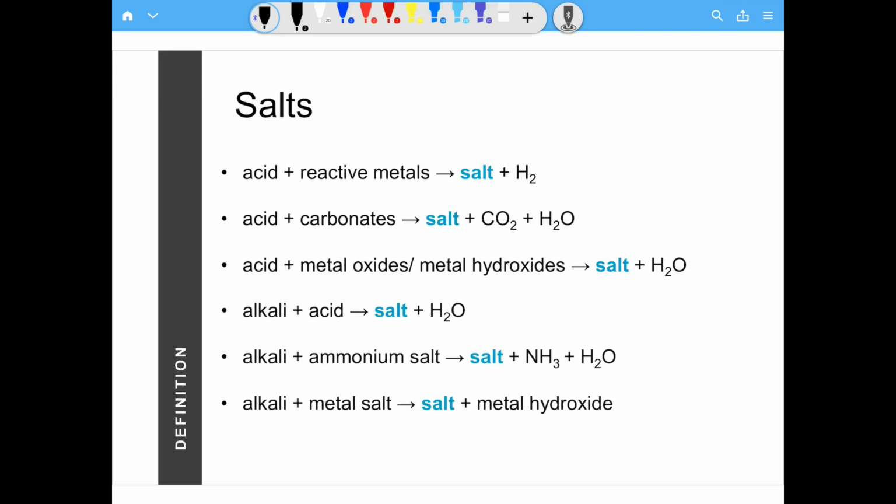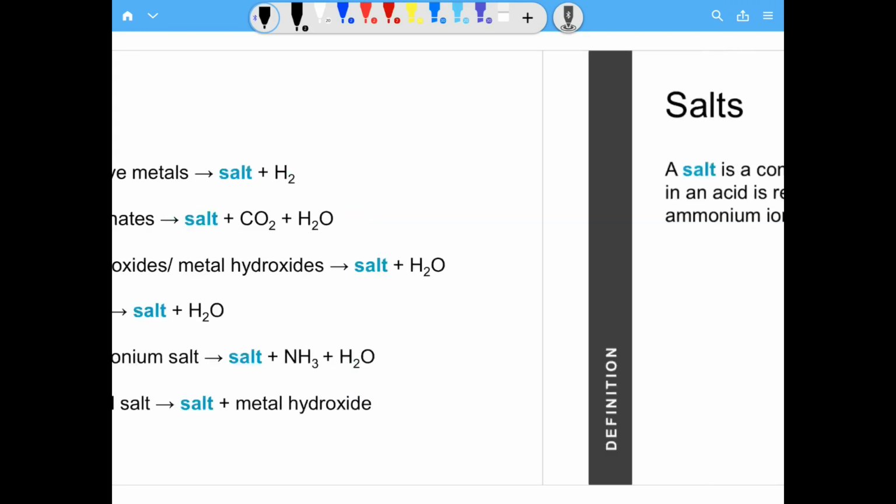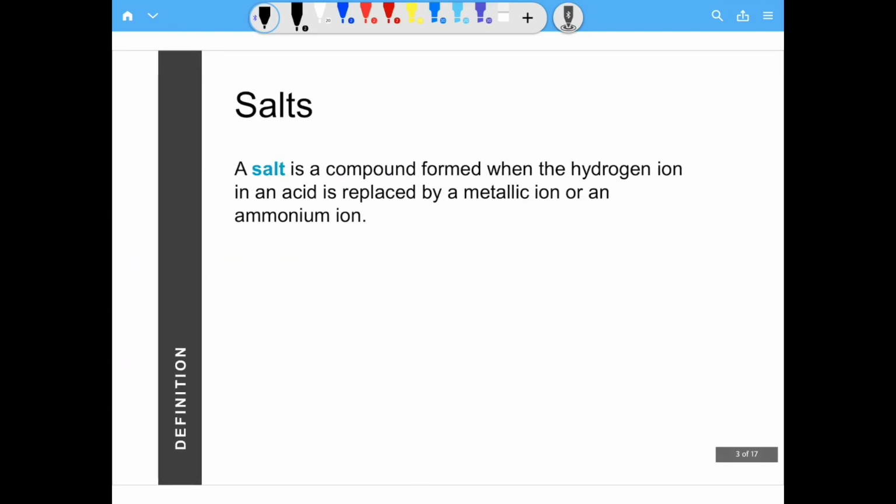It's essentially the general term to describe the product that's formed when an acid undergoes a reaction or when an alkali undergoes a reaction. So in the context of O-levels, the definition of a salt is the compound that is formed when the hydrogen ion of an acid is replaced by a metal ion or by an ammonium ion.